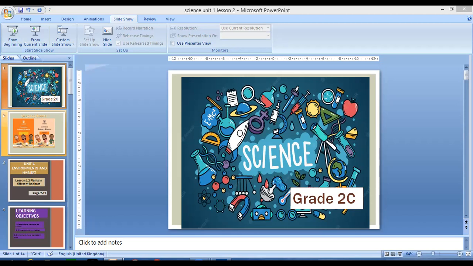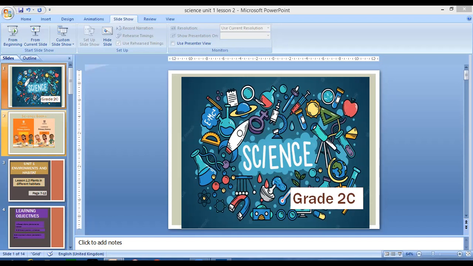What is a habitat? A place where plants and animals can meet their needs, meaning their food, their shelter, their requirements are fulfilled. That is the habitat for plants and animals.